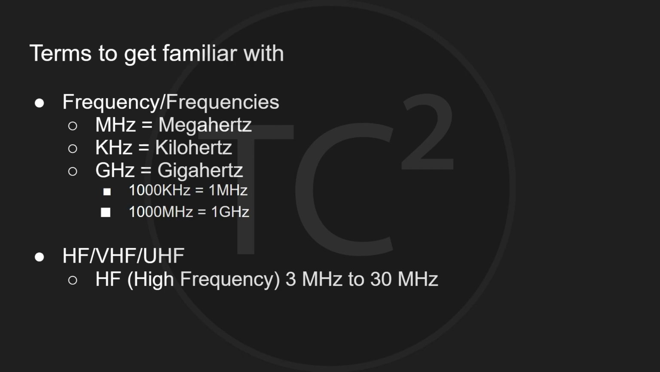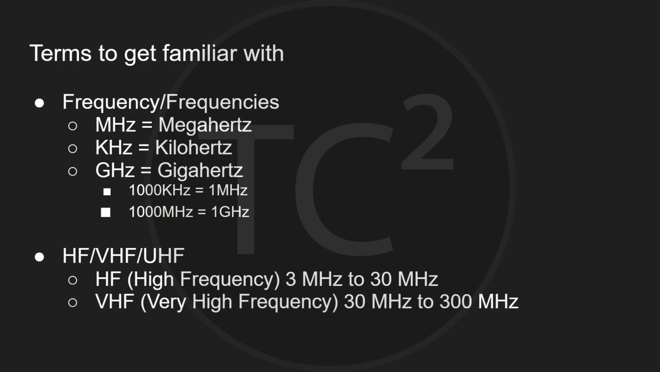Next up is VHF, which is 30 megahertz to 300 megahertz. And this is a medium distance band, and it's used for things like your local FM radio stations, police, fire stations, airplanes, and more can be found in this range.